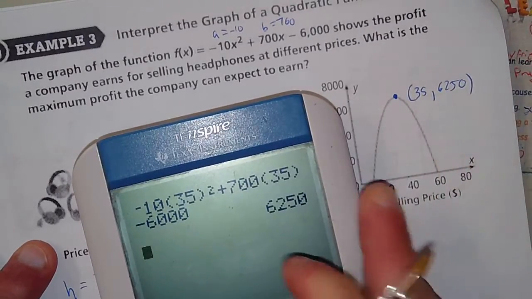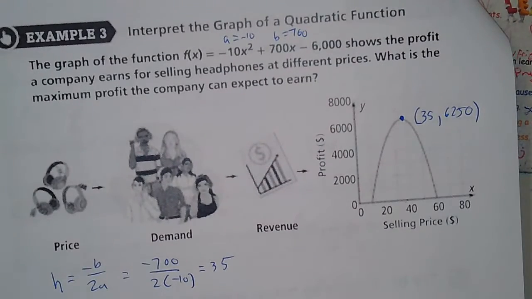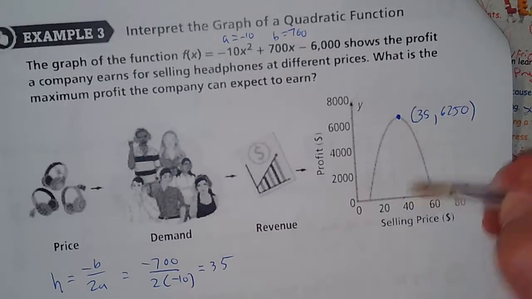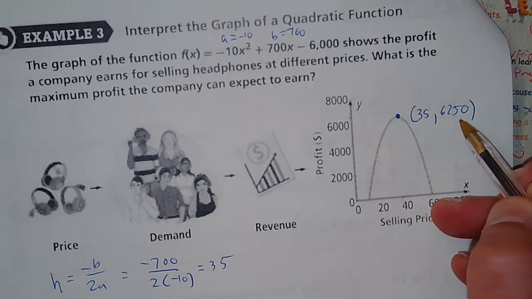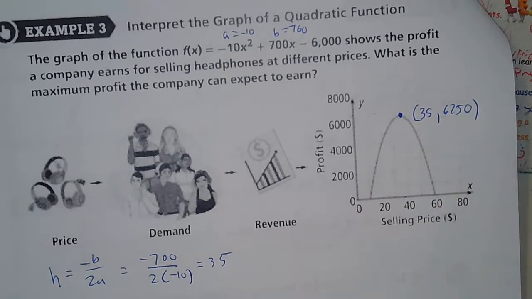6,250. So if you remember when we looked at this and I was trying to estimate, I said it was at maybe 36. It was actually at 35. And I said maybe it was at about 6,500. It was at 6,250. So this answer completely makes sense, and everything fits as far as what's going on there.